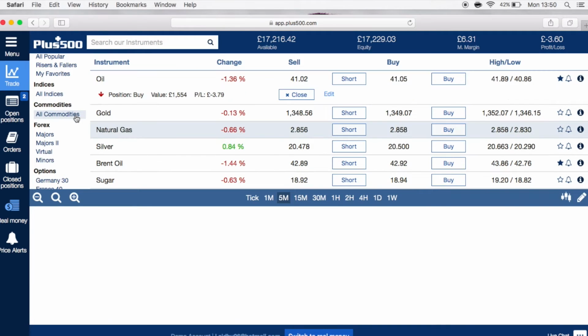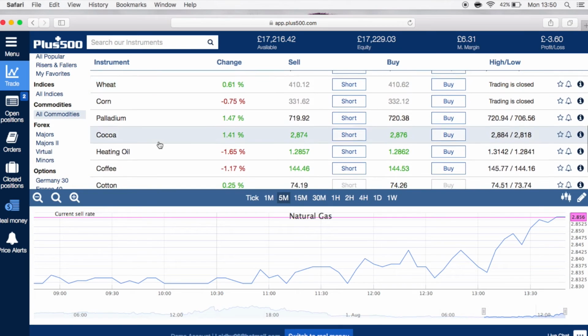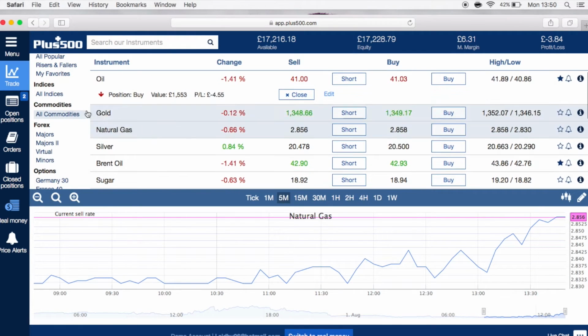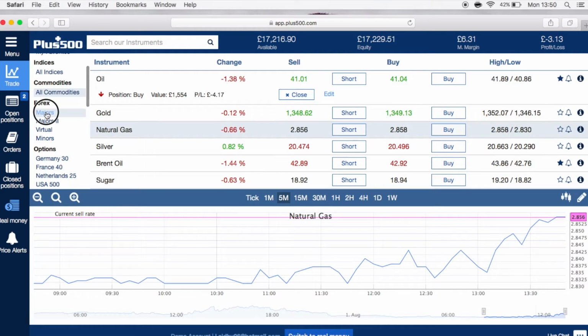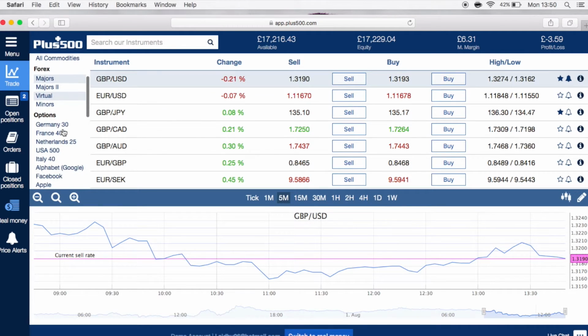Commodities are things like sugar, coffee, oil, very profitable in my experience, but can also lead to big losses if you're not careful. Forex, which is known as foreign exchange, British pound versus US dollar, again very popular.